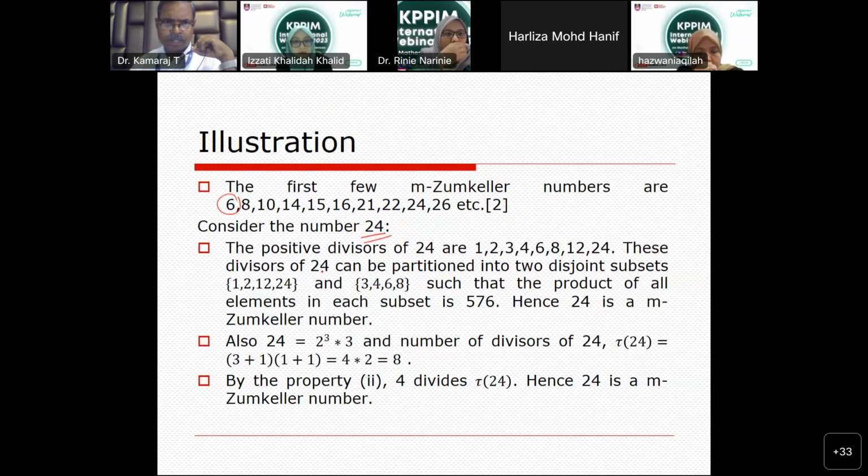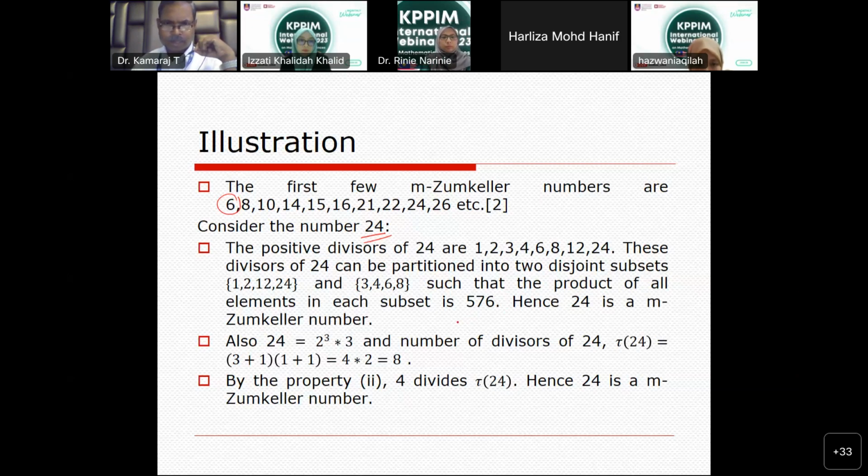Now these divisors of 24 can be partitioned into 2 disjoint subsets: 1, 2, 12, 24, and the other one is 3, 4, 6, 8. If you multiply the numbers in each of these sets, the answer is 576, so both of them are equal. You can easily check it. Hence 24 is an M-Zumkeller number.